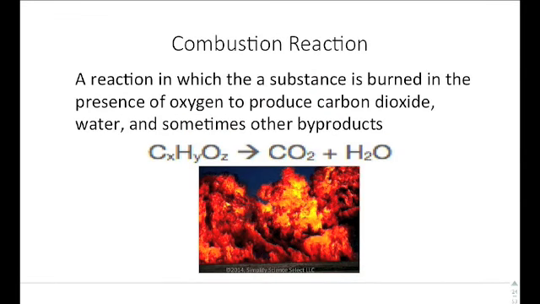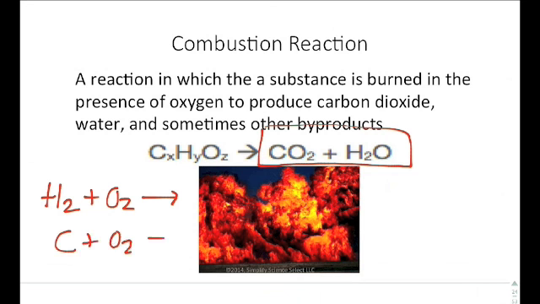Next, you look at the idea of a combustion reaction. A combustion reaction is one in which you're burning a substance in the presence of oxygen. It almost always makes carbon dioxide and water. The reason I say almost always is that you can actually burn hydrogen gas, and when you burn hydrogen gas, it will make just water. And you can actually burn carbon, and it will just make carbon dioxide. So we say most of the time that's what happens. It's not all the time, but most of the time that's what occurs.